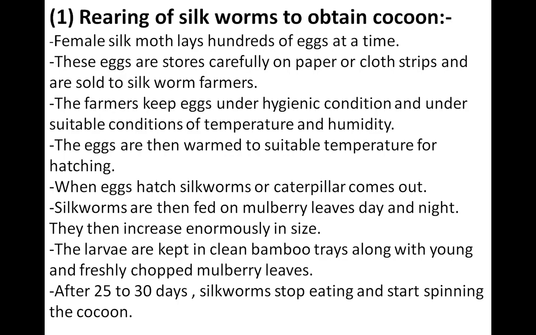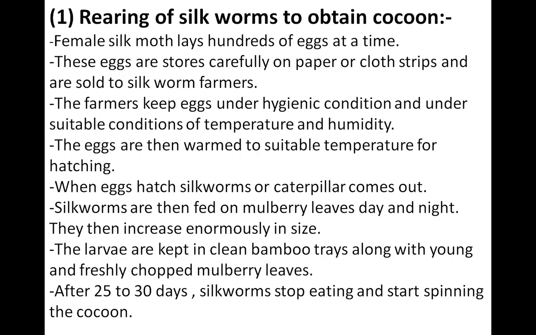Just see, listen carefully. These eggs are stored over a clean paper or a piece of cloth, and these eggs are then sold to the silkworm farmers. Means the rearing persons are different, and the production part is different. So these eggs that are present on clean paper or the piece of cloth are then sold to the silkworm farmers.